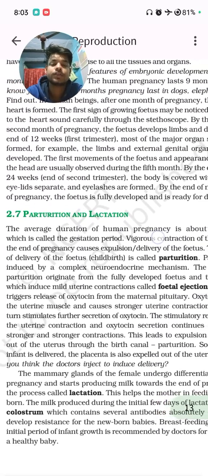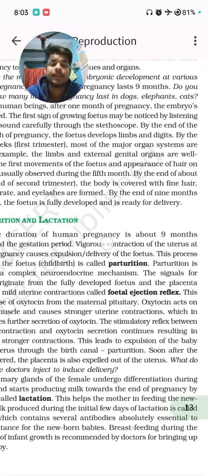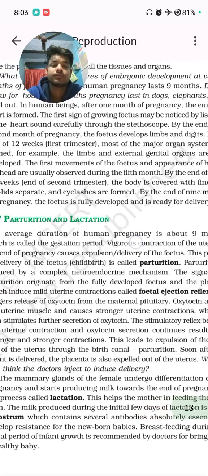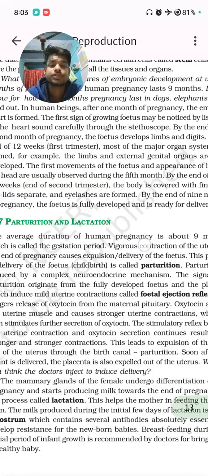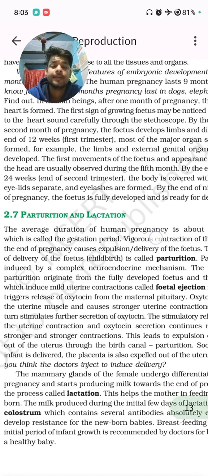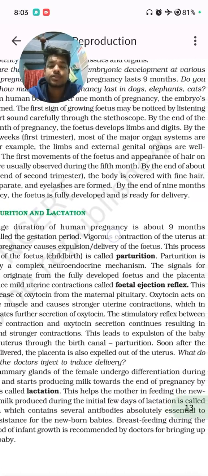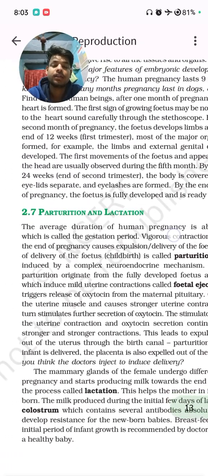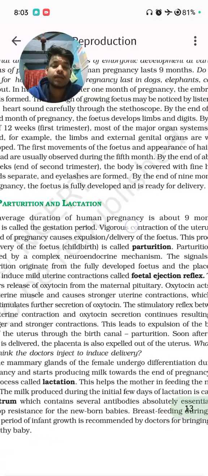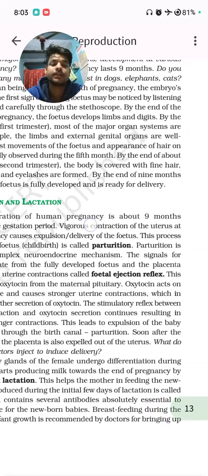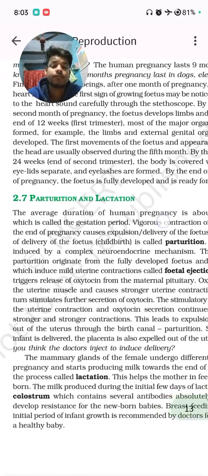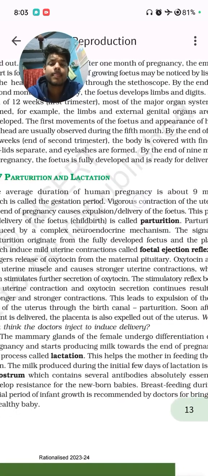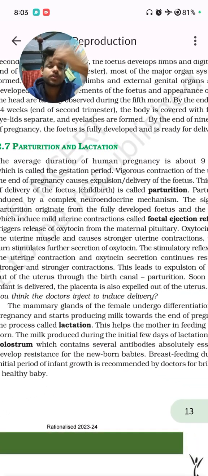The first movement of the fetus and appearance of hair on the head are usually observed during the fifth month. By the end of the 24th week, the second trimester, the body is covered with fine hairs. Eyelid separation and eyelashes are formed. By the end of 9 months of pregnancy, the fetus is fully developed and ready for delivery, or parturition, and lactation.